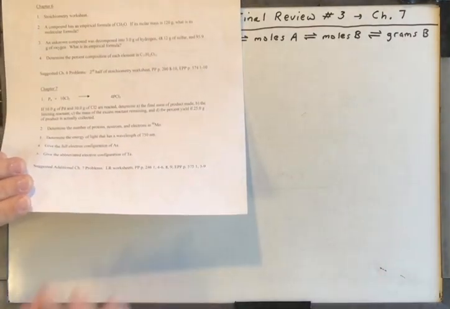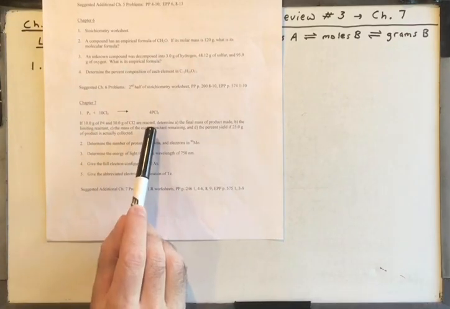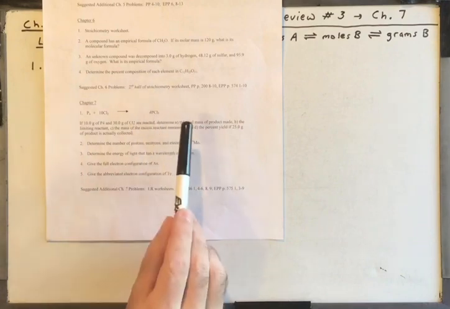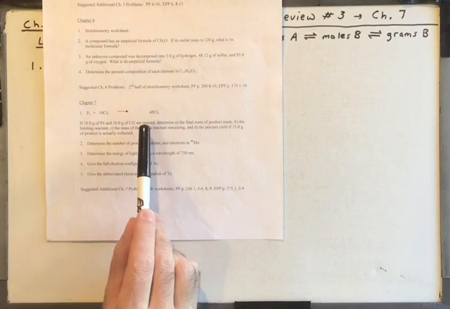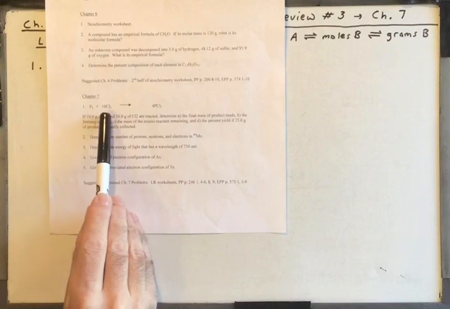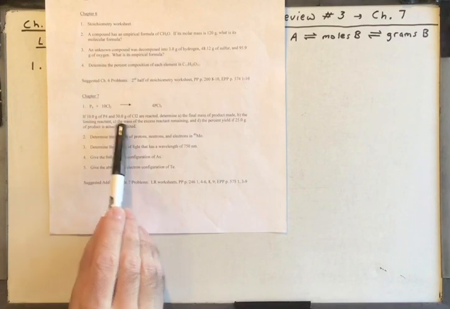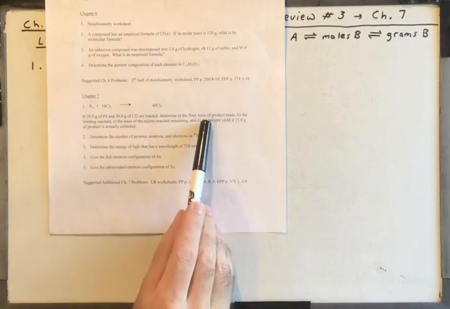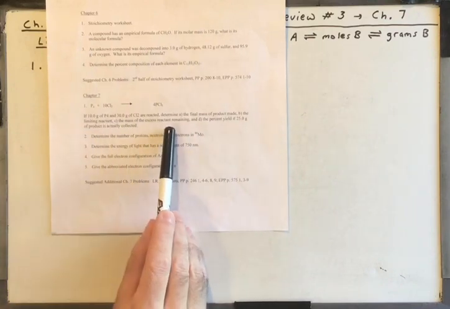Okay, so our first problem is a limiting reactant problem. Now, this actually isn't in Chapter 7. It's really a Chapter 6 type of problem, but our book doesn't cover it, and it's a very important subject. So, reading through Chapter 7, number 1, we have this chemical equation, P4 plus 10Cl2 yields 4PCl5. If 10 grams of P4 and 30 grams of Cl2 are reacted, determine the final mass of product made, the limiting reactant, the mass of the excess reactant remaining, and the percent yield if 25 grams is actually collected.